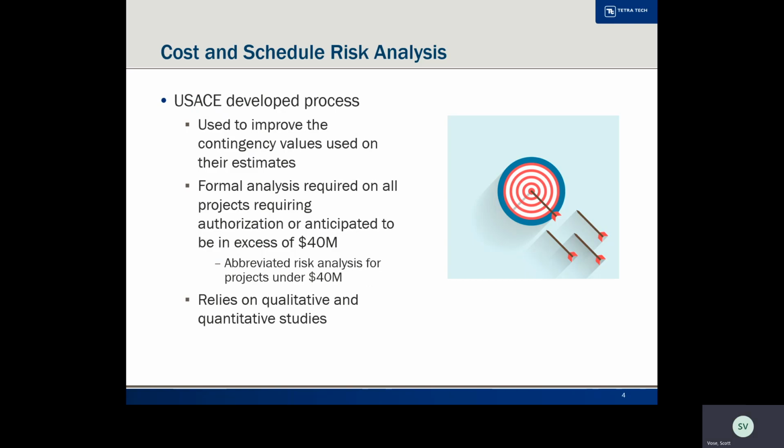Now, the CSRA process was developed by the Corps. The primary purpose for its development was to help improve the contingency values used on their cost estimates. Since its development, the CSRA has now become mandatory on any project in excess of $40 million. However, there is also a simplified risk analysis process called the abbreviated risk analysis, and this can be completed for projects under $40 million. And lastly, the CSRA process was developed to incorporate qualitative and quantitative information.